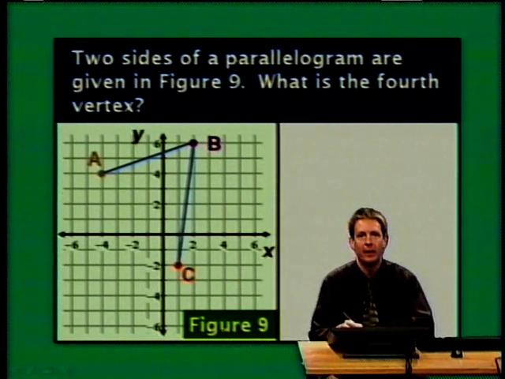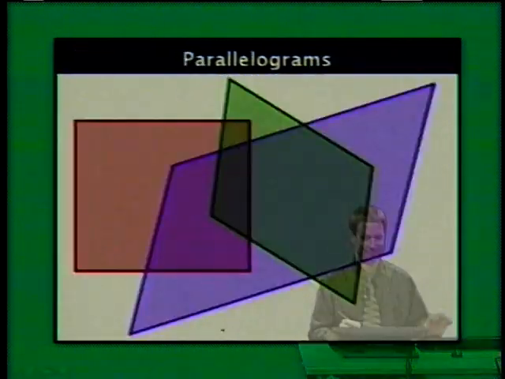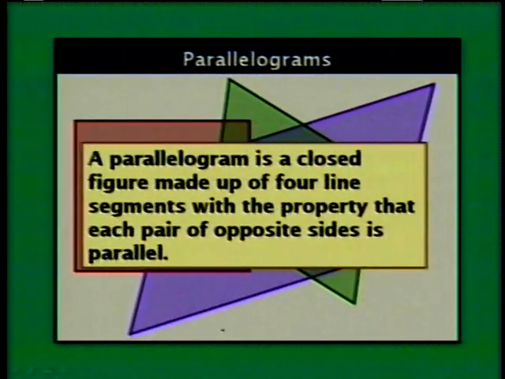Here's another question. Two sides of a parallelogram are given in Figure 9. What is the fourth vertex? Well, I suspect some of you are thinking, what is a parallelogram? So let's explore that question. A parallelogram is a closed figure made up of 4 line segments with the property that each pair of opposite sides is parallel. So in the enclosed region of my screen, how many parallelograms do you see? I think the green object's a parallelogram, and so is the purple object. There's actually 2 more parallelograms, the red object and the yellow text box.